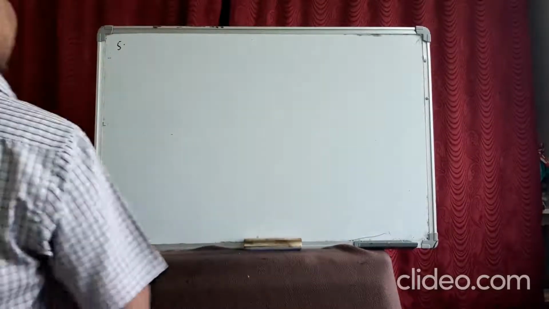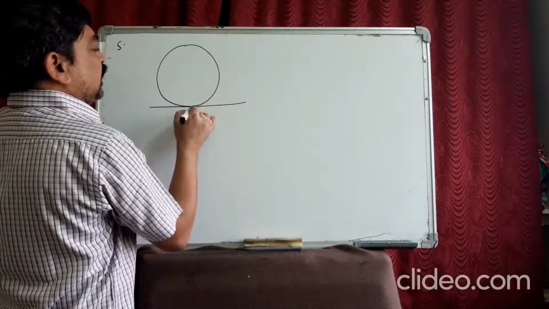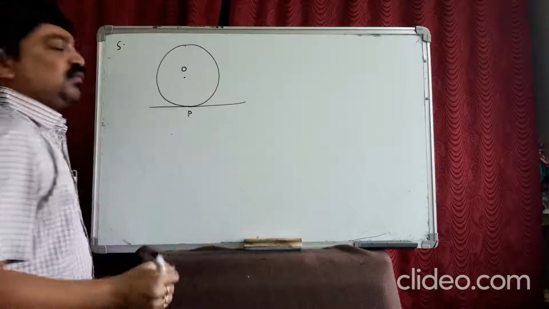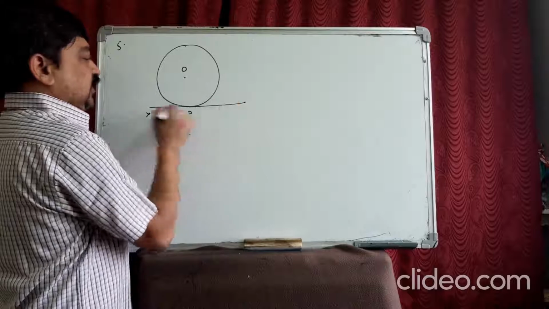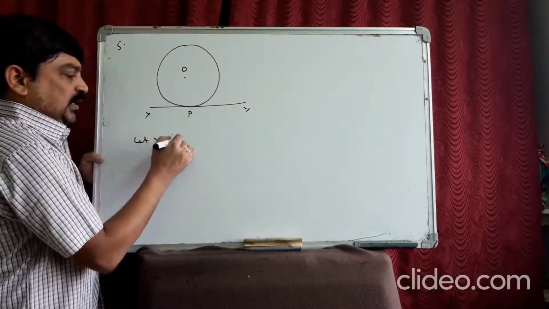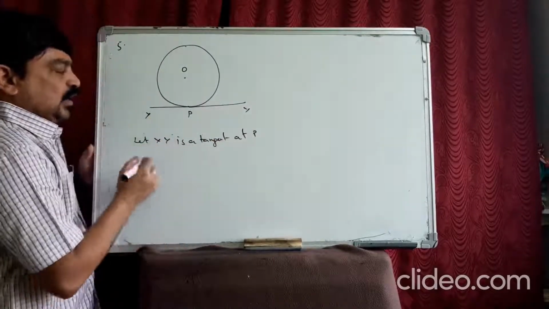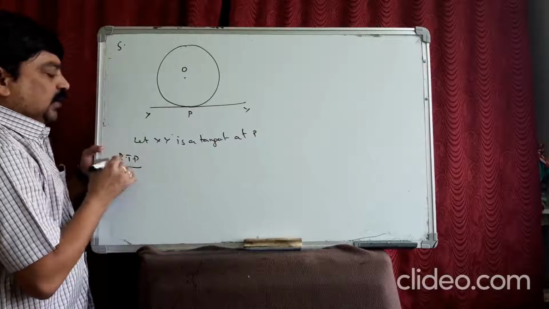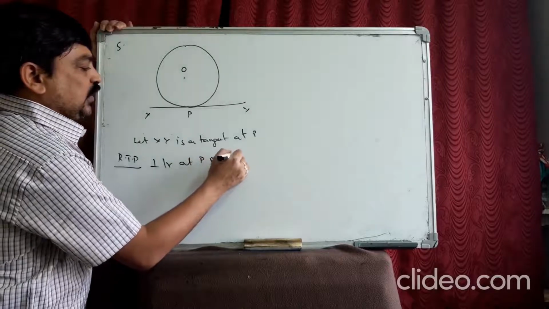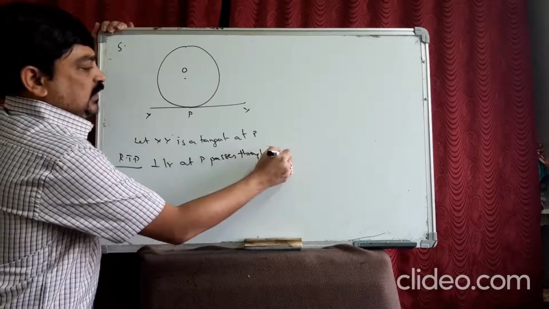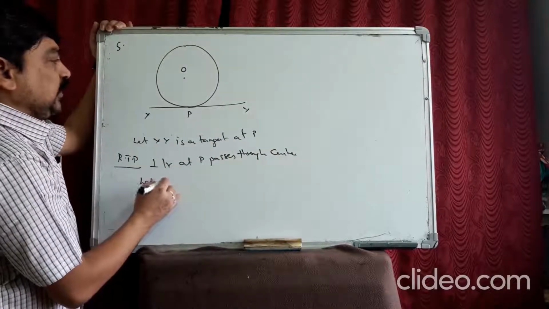See, this is the one which we have to prove. What did they say? The perpendicular drawn from the point of contact to the circle always passes through the center of the circle. This one we proved already. See, suppose you draw a perpendicular, and this is a tangent. Let XY be a tangent at P. Now, what is RTP? The perpendicular at P passes through the center. Let us join OP.